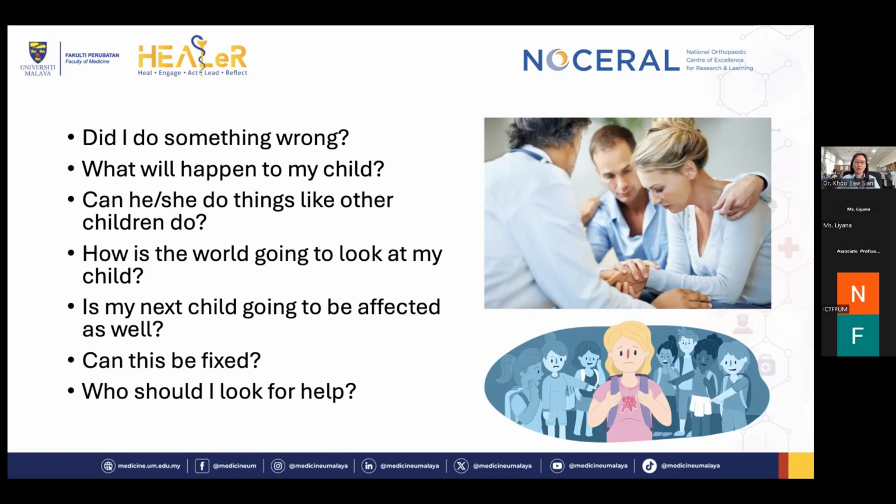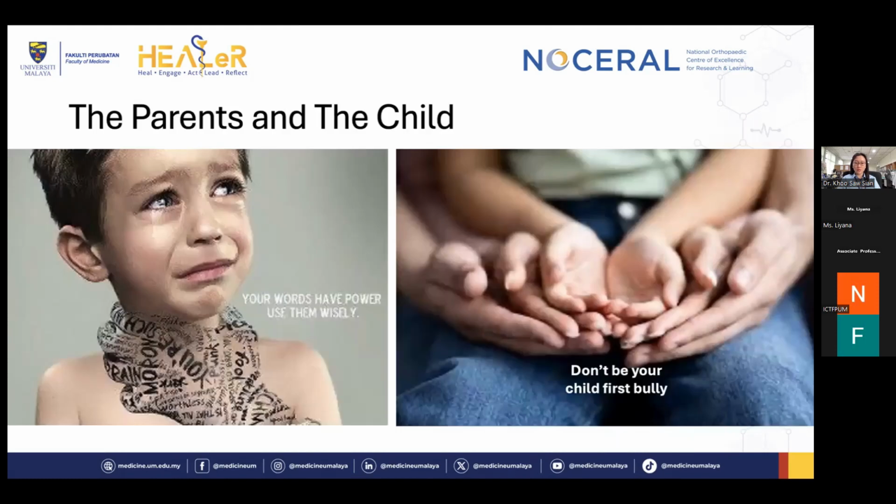So this all comes down to referring to the right team at the right time, so that first we manage the parents and give them the information, and secondly, we deal with the patient himself or herself. The parents need to be empowered, given the knowledge of what the correct diagnosis is, what the surgical plan is, and what they can anticipate, so that they are prepared and will not be the child's first bully. Why do I say so?